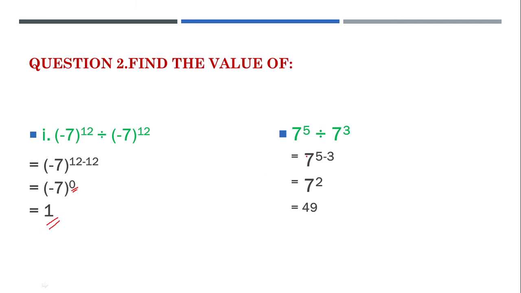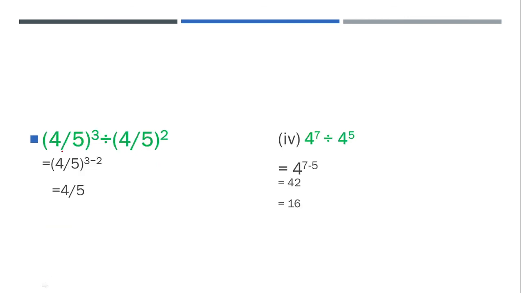So we have got the value. Then let's come to the second one. 7 raised to 5 divided by 7 raised to 3. The base is the same. Take it common. 5 minus 3 will be 2. 7 square is nothing but 49. Then let's see the third one. 4 by 5 raised to 3 divided by 4 by 5 raised to 2. Now children, the base is the same. Take it common. 3 minus 2 will be 1. You can take it as 4 by 5 raised to 1. Any number raised to 1 will be the number itself. So the answer will be 4 by 5.